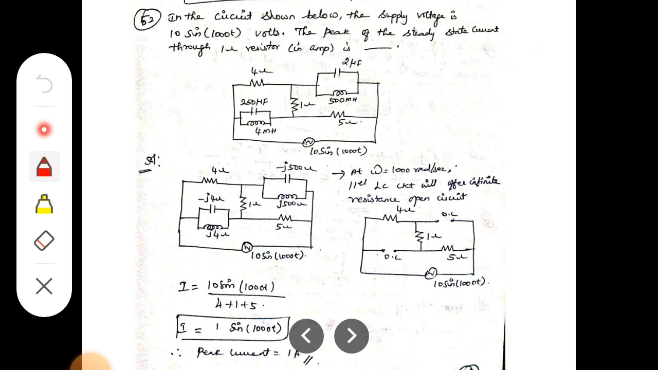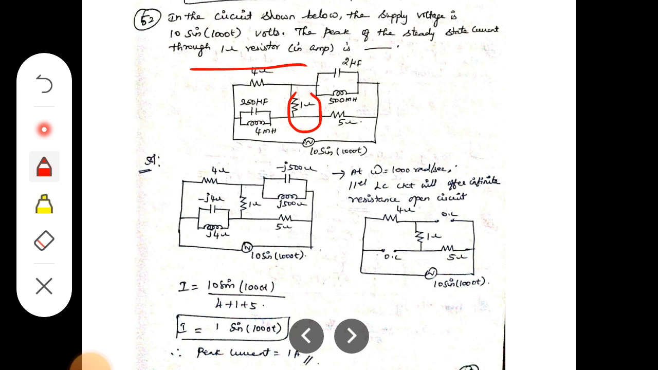Then move to next. In the circuit shown below, the supply voltage is 10 sin 1000t volts. What is the peak of the steady state current through the 1 ohm resistor in amps? Here only a 1 ohm resistor is connected in between the many different circuit parts. So we want to simplify this one, and finally we calculate those things.